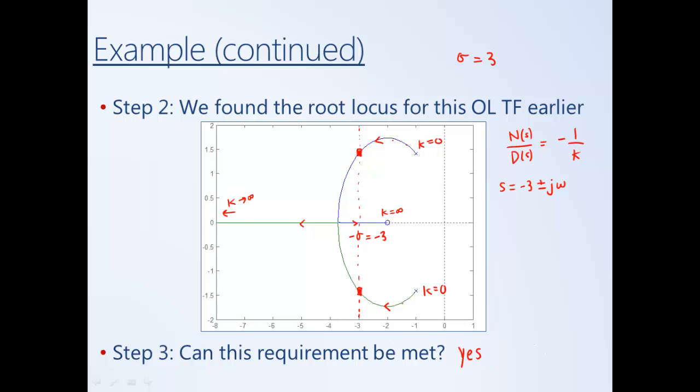Instead, we'll use MATLAB. So this figure was drawn with MATLAB, and from MATLAB we can find the value of k that puts the closed loop poles exactly at this location. So we will use MATLAB to find k.